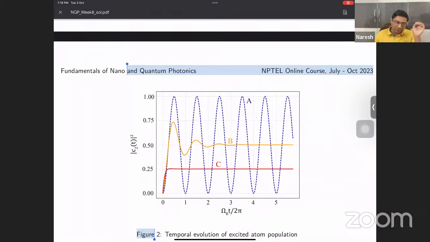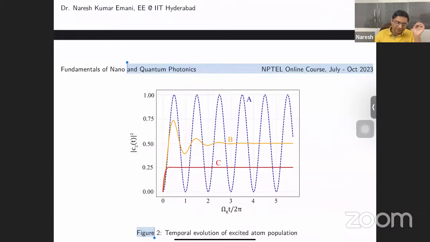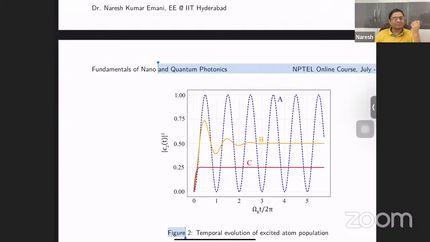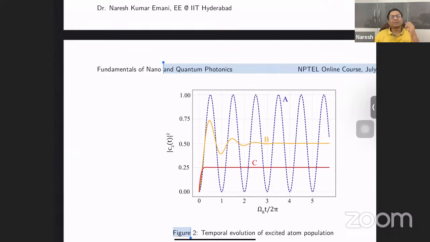Now, for that scenario, you have a situation where the number of atoms in the excited state oscillates, and after a long time, it sort of becomes flat. There's no more oscillation there, because eventually the photons are getting lost and they're not getting reabsorbed. So that process is not very efficient. At some point, it loses.